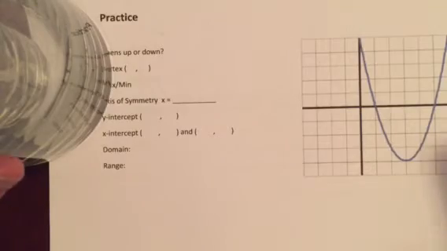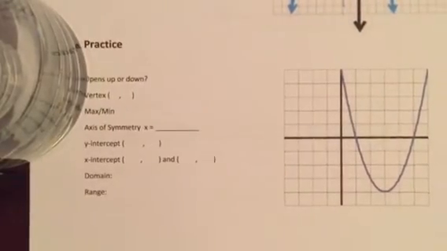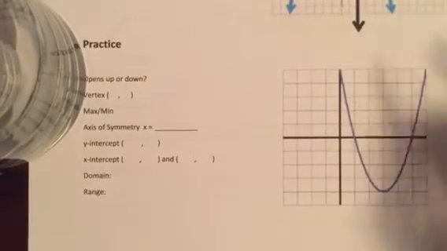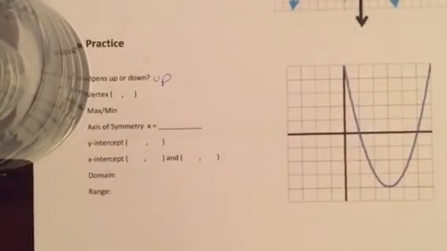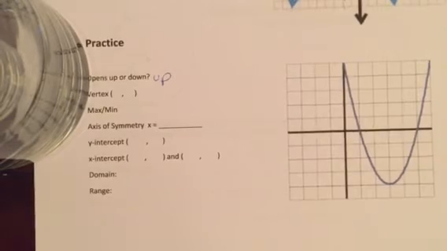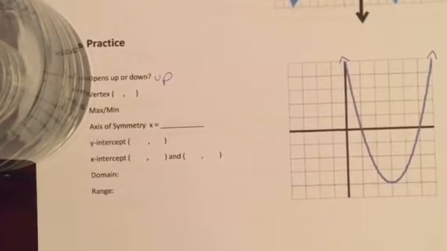Okay, so on here, let's see if I can make it a little more clear. That probably doesn't help. All right, sorry guys. So on here we need to figure out, does it open up or down? This one looks like it opens up because it's continuing to go up. So we're going to write up on that one. And there should be arrows on here. I just pulled these from the internet, so they don't all have arrows.